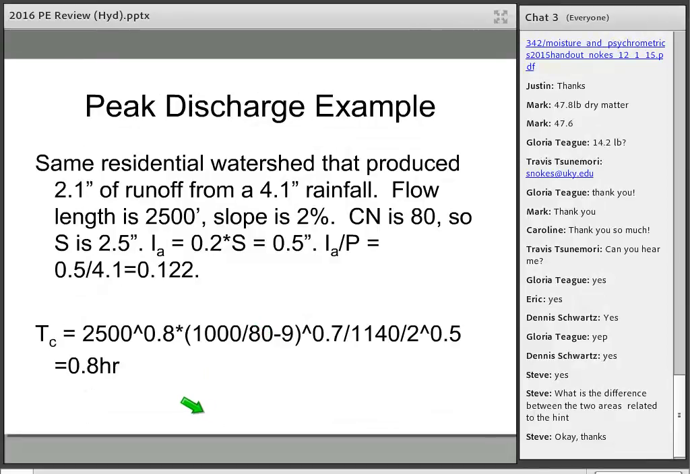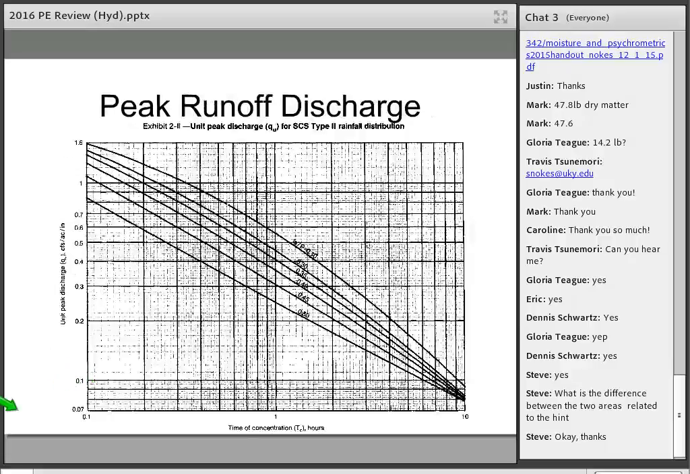You could calculate a time of concentration. You've got the 2,500 feet. Raise that to the 0.8. This is that equation that you saw. 1,000 divided by the curve number, minus 9. Raise that to the 0.7, and then divide the whole load by 1,140, and by the slope in percent raised to the 0.5. You end up with a 0.8 hour after that calculation. And then you use the chart. You come up with 0.8.